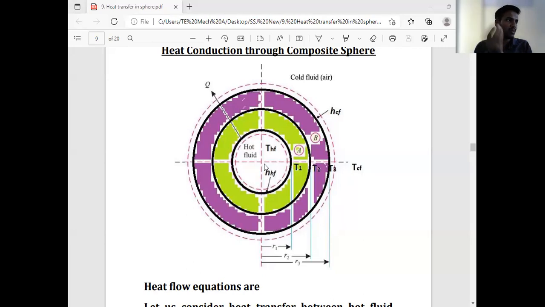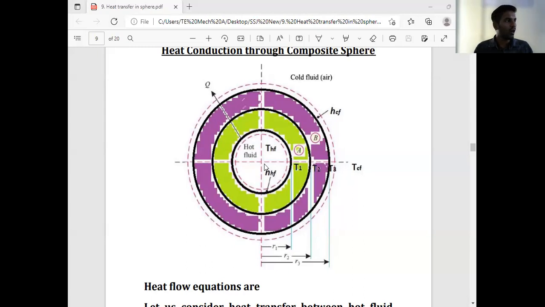So inside the sphere there is a hot fluid, and outside the composite sphere there is a cold fluid or air. Heat transfer takes place from inside to the outside. So our aim is to calculate the equation for the Q. When there is a composite sphere, it means two layers are there, layer A and layer B.